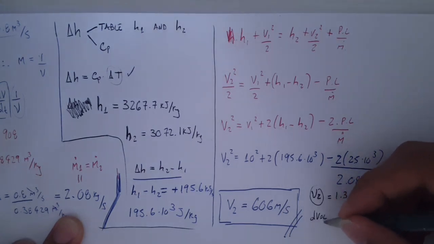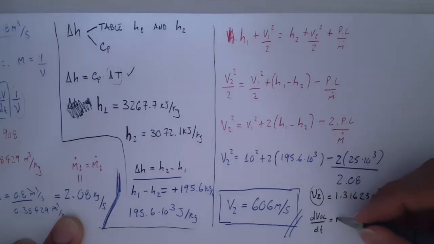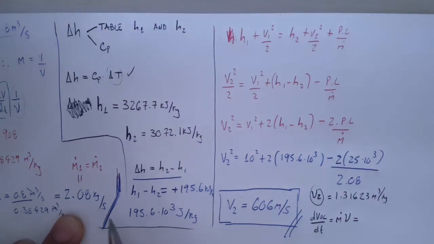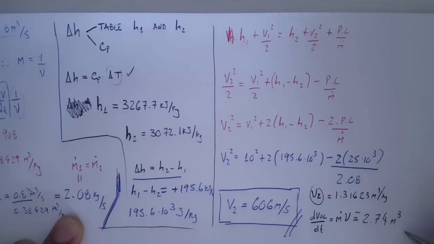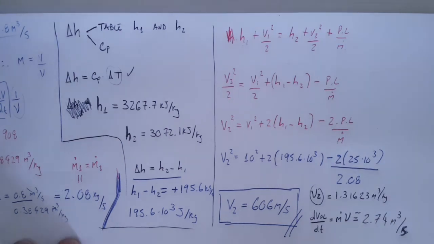d vol divided by dt, that would just be our mass flow rate times the specific volume. So it's going to be 2.08 times 1.316, and that's going to give me approximately 2.74 meters cubed per second. Right, so it's meters cubed over kilogram times kilogram per second, so that's meters cubed per second.